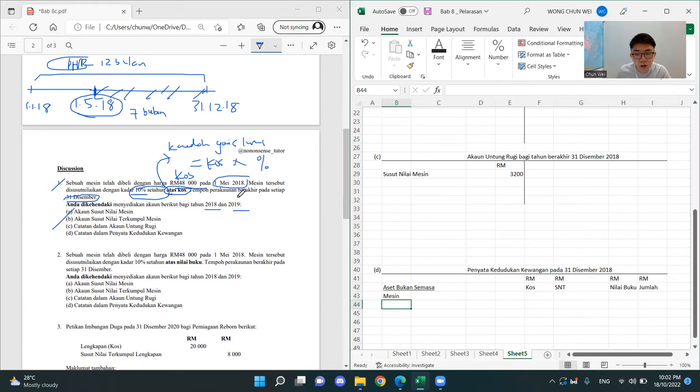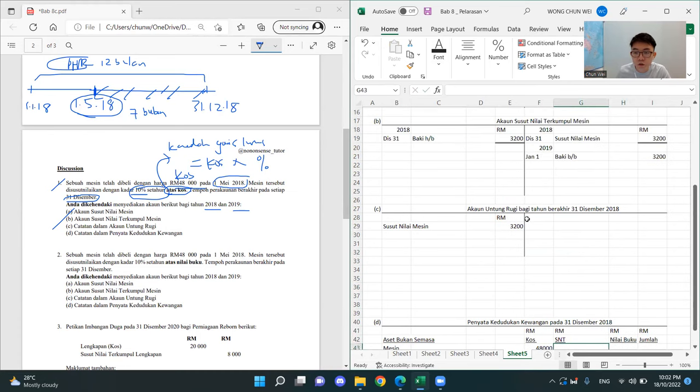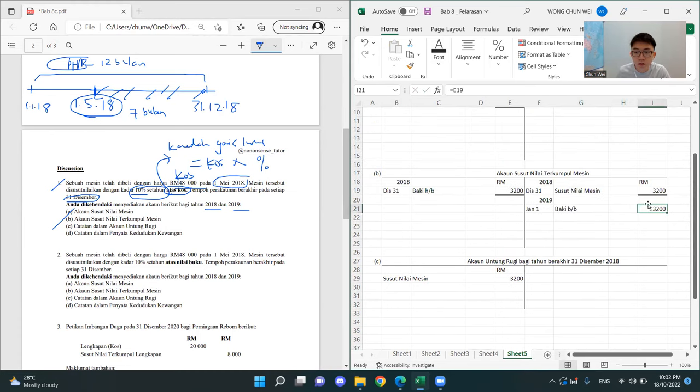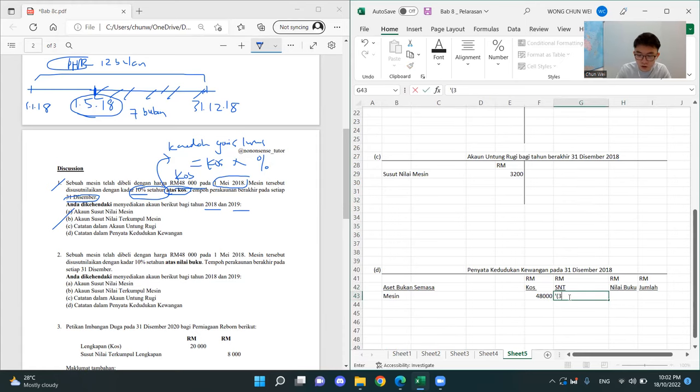So the machine cost is how much? 48,000. So you can underline it. Okay. So 48,000 for the cost. What is the susut nilai terkumpul? So you take from here, 3,200. And is it 3,200? You minus bracket minus 3,200. And then the nilai buku, you use the 48,000, just like what I showed you just now. You use your cost minus your SNT, then you get your nilai buku. So you minus the 3,200, you will get 44,800. So this 44,800 is your nilai buku for machine at 31st December 2018. Are you guys clear?